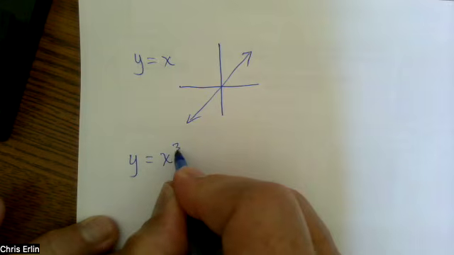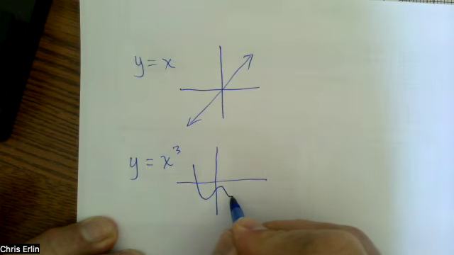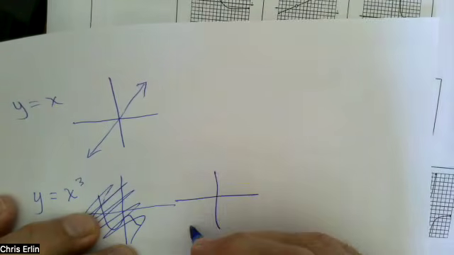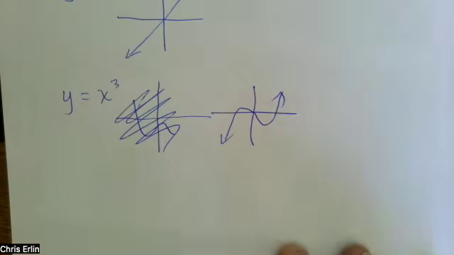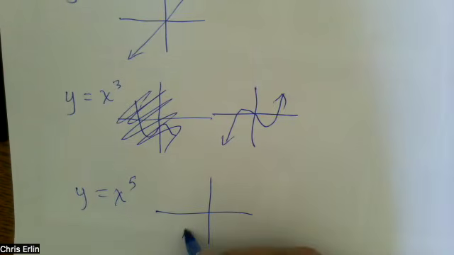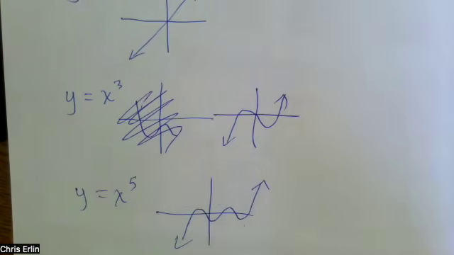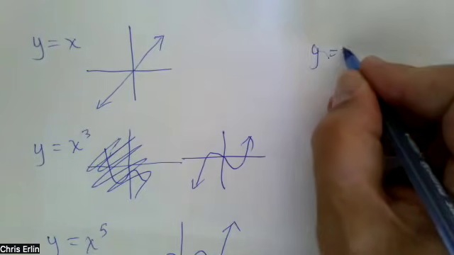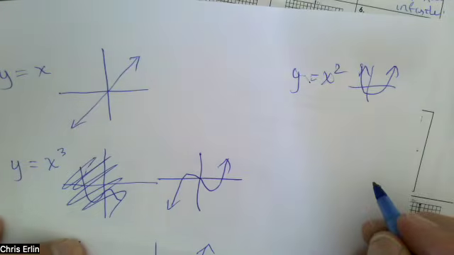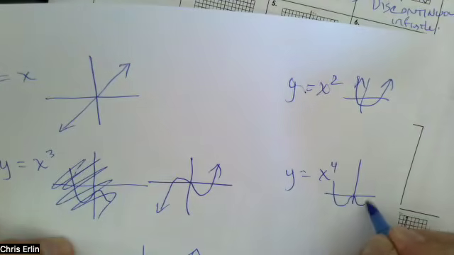Y equals x to the third looks something like this. Oops, sorry. It looks something like that. Y equals x to the fifth, whatever else is in there. A polynomial in the fifth degree looks something like that. When I do an exponent like 2, I get a parabola. When I do an exponent of 4, I get a W.